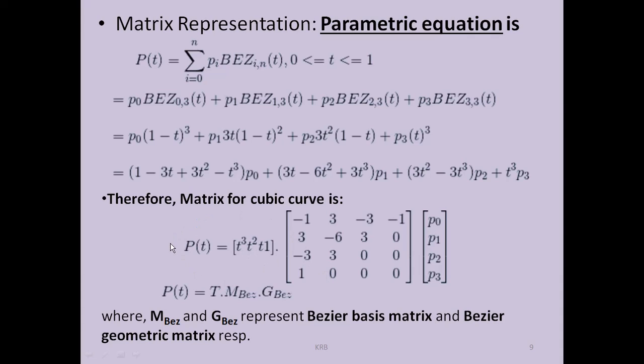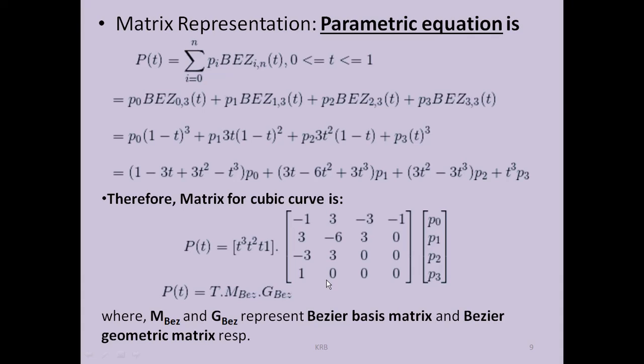So the parametric equation in matrix form is as shown. The parametric equation P(t) equals a row matrix consisting of t^3, t^2, t, 1, where t ranges from 0 to 1, and the matrix is formed by taking the columns as the expressions. And here, as you can see in the first expression, the constants for point p0 are 1, -3, 3, and -1. So we have put the constants in the matrix as -1, 3, -3, and 1.